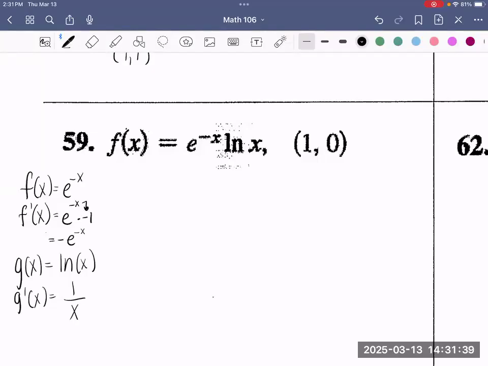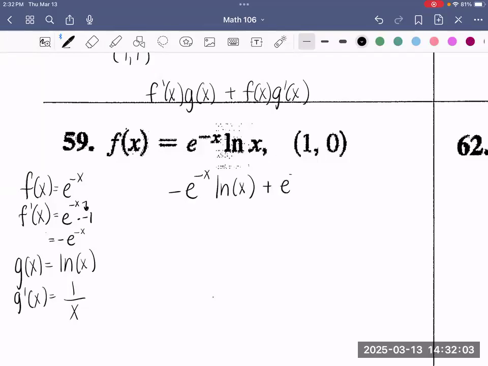So when we put it together, keep in mind, we just take turns with your product rule. It just says that we're going to take the derivative of f times g of x plus f of x times the derivative of g of x. So let's put it all together. We have negative e to the negative x times ln of x plus e to the negative x times, let's see, times 1 over x.